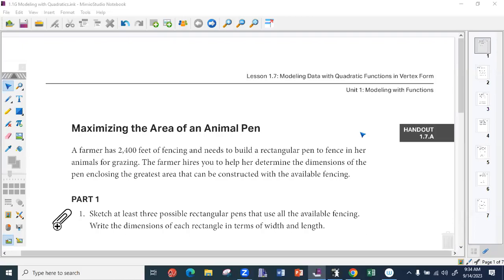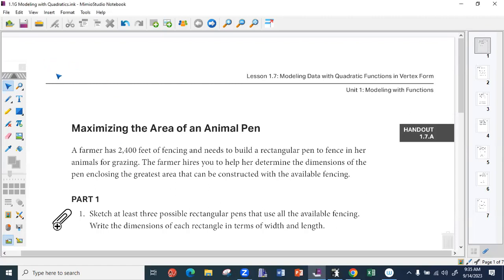All right, so we're starting off with the half sheet, the paper that you got yesterday. It folds in half, makes a little booklet. It looks like it says maximize the area of an animal pen. If you weren't here yesterday, I went ahead and left that green basket on top of the box so you can just grab it and go. So if you weren't here yesterday, it's still on top, and you can just grab it.